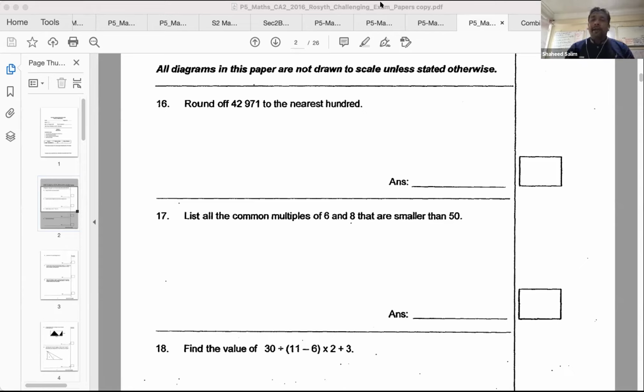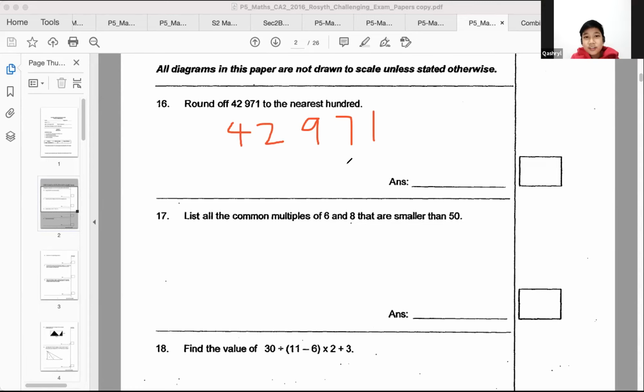Come. This one is nearest 100. How to do it? 2, 4, 2, 9, 7, 1. Which digit is in the hundreds place? Is it 4 or 1, 2 or 7 or 9? 9, yeah. So ones, tens, hundreds. Then you underline it. Look at the digit beside it. Do you plus 1? Yes, because 5, 6, 7, 8. So you plus 1.